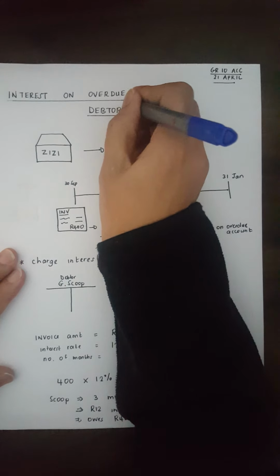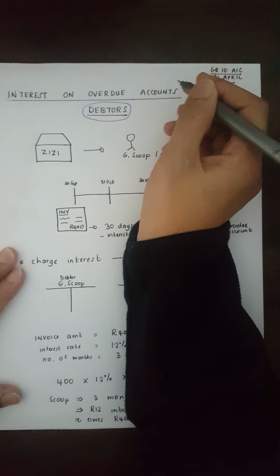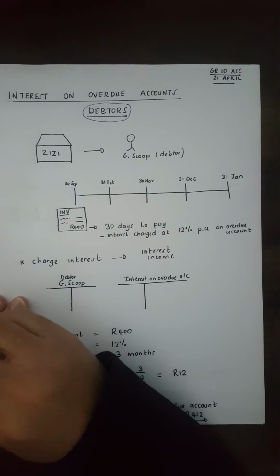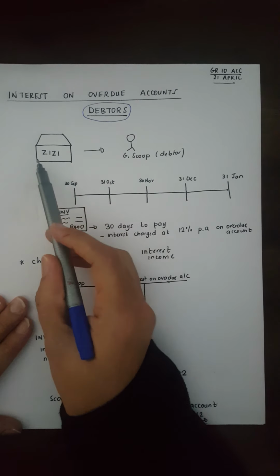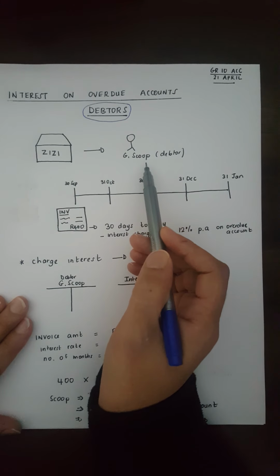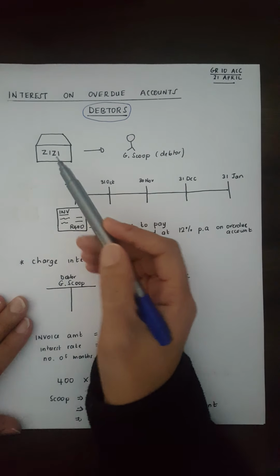Okay, so we're focusing on debtors, and I'm going to explain what it means when we have interest on an overdue account. I've copied the name in the example that I'm going to show you from your recovery work. The company's name was ZZ Traders, and the person who's buying from them is G Scope. So he's the debtor of ZZ Traders.